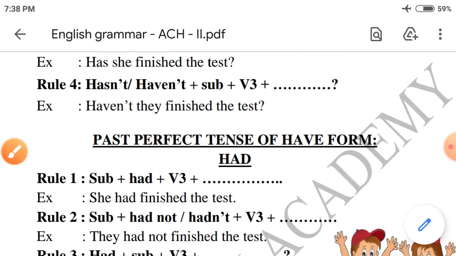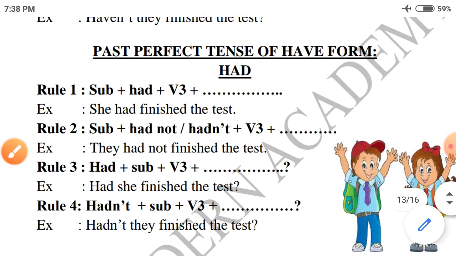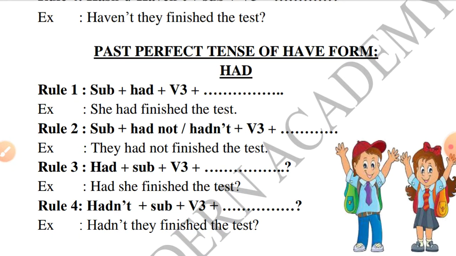Now the past perfect tense of have form. So what is past perfect tense? It is completed just before. So here for the past tense there is only one option. We have to use had when the subject is I, you, we, they, he, she, it. It may be singular or plural. There we have to use had. Here also we can form the negative sentences and we can frame question type sentences.